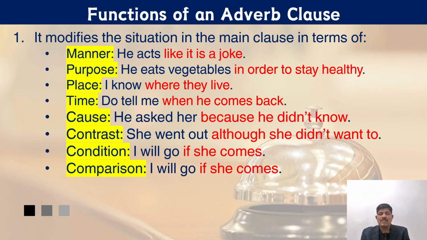Let's explore the adverb clauses. An adverb clause can function as a single word adverb in the sentence. It can be an adverb of manner: he acts like it is a joke. It can be an adverb of purpose: he eats vegetables in order to stay healthy. It can be an adverb of place: I know where they live. And an adverb of time: do tell me when he comes back.